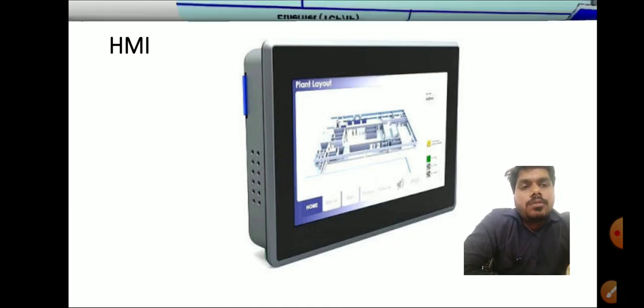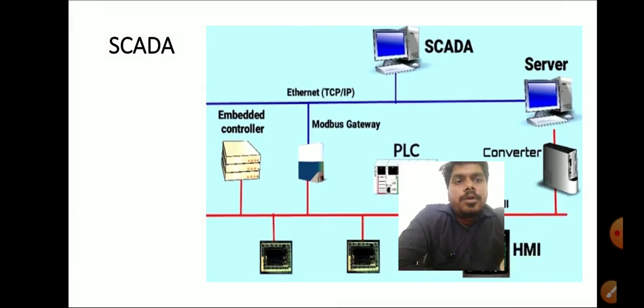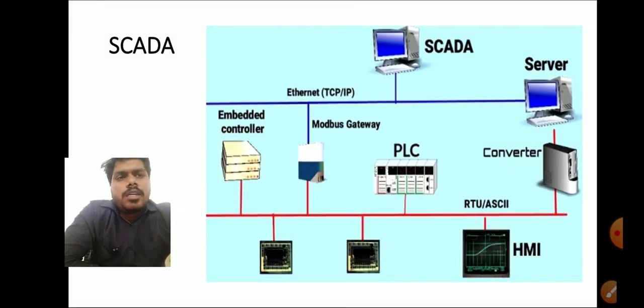Okay, now the next one is the SCADA, the very important one. Basically SCADA is the main computer which is actually controlling all the processes. Generally it is referred to as the industrial computer or industrial control system, ICS. It is used for monitoring and control. On that system we will be able to see the operation of all the devices.